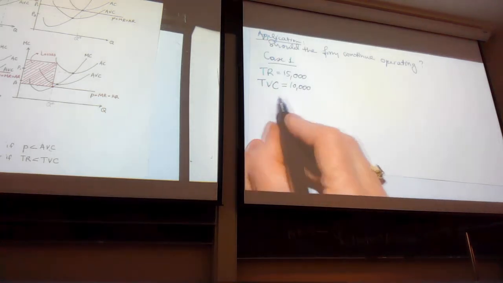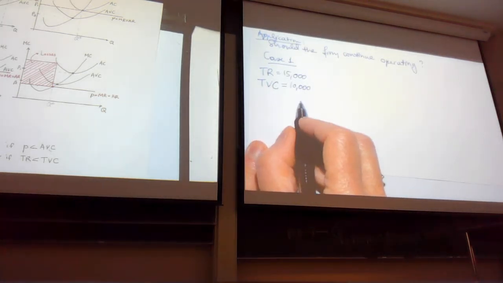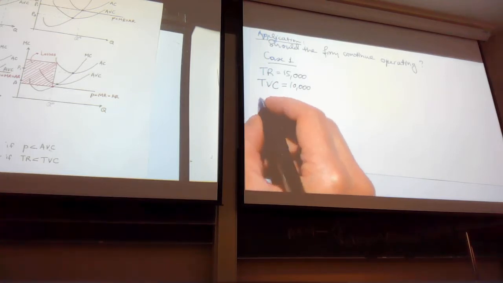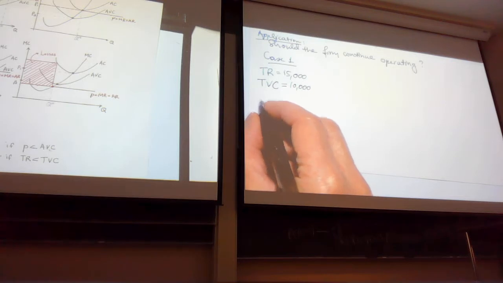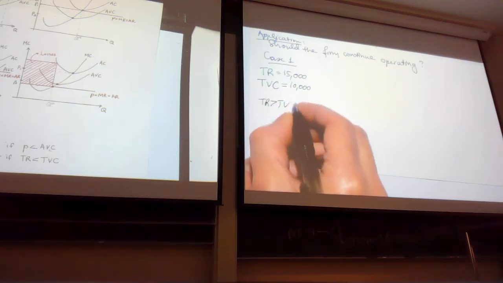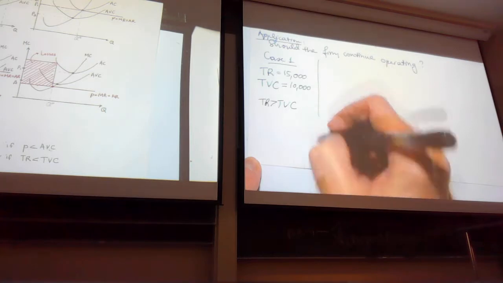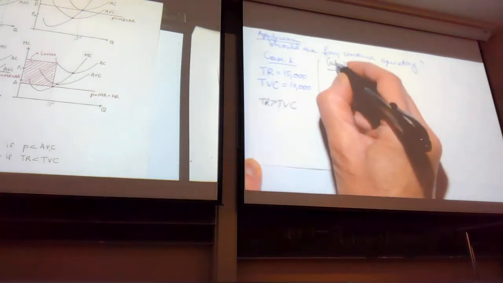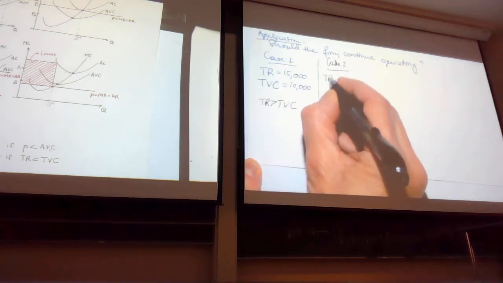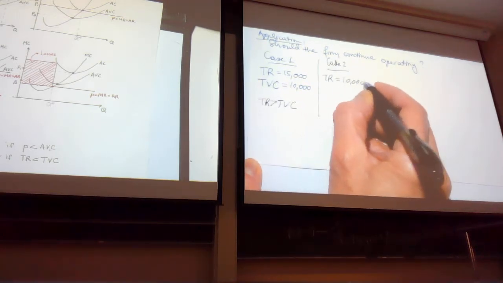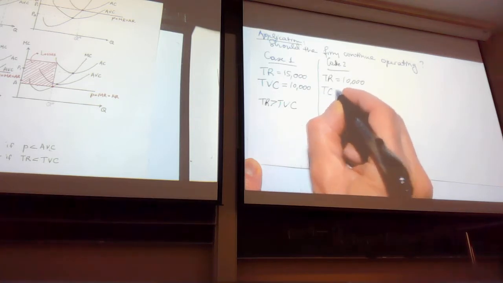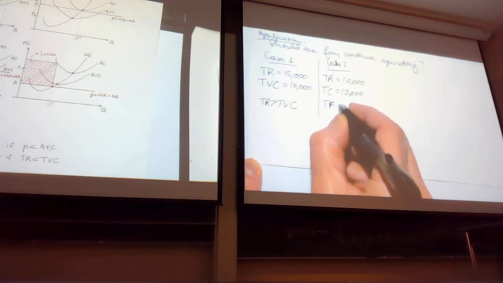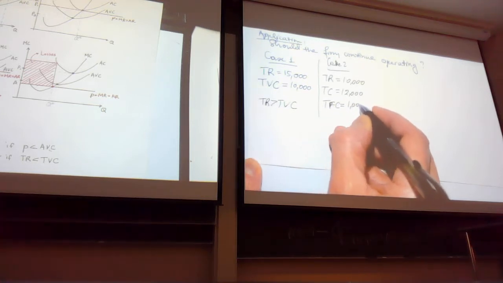So you're given this. What should the firm do? Operate or shut down? Operate. Why? Because total revenue is higher clearly than the total variable cost. 15,000 is higher than 10,000. Case number 2 that I want you to consider, and these are all independent. So what if the total revenue is 10,000 and the total cost is 12,000 and total fixed cost is 1,000?